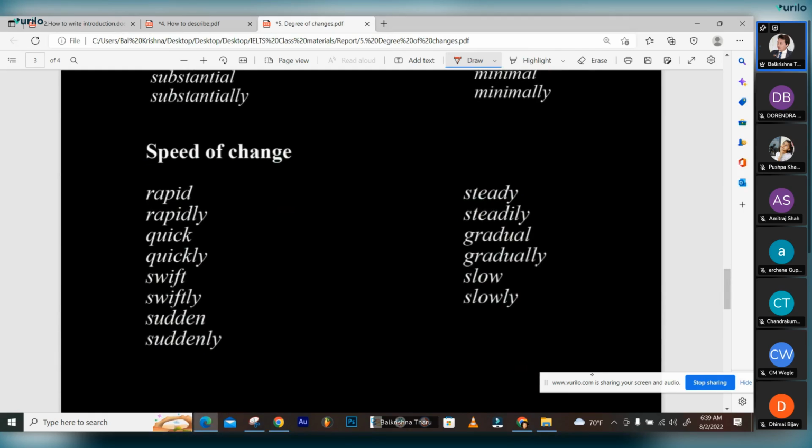This is speed of change: rapid, rapidly, quick, quickly, swift, swiftly, sudden, suddenly, steady, steadily, gradual, gradually, slow, slowly.